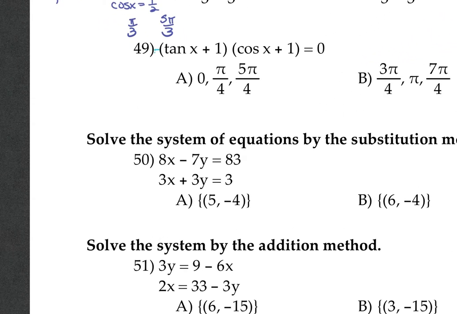49, you're going to split and solve. I'd get tan of x equals negative 1 and cosine of x equals negative 1. Tan is negative 1 in the second quadrant and the fourth quadrant at the over 4s, which would be pi over 4 and 5 pi over 4. And cosine, which is your x value, is negative 1 at 0. So this is A.